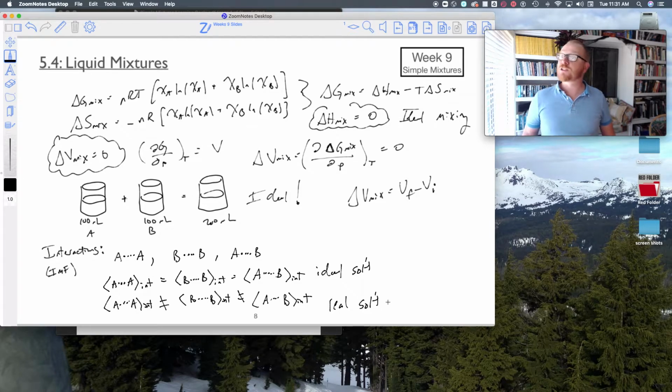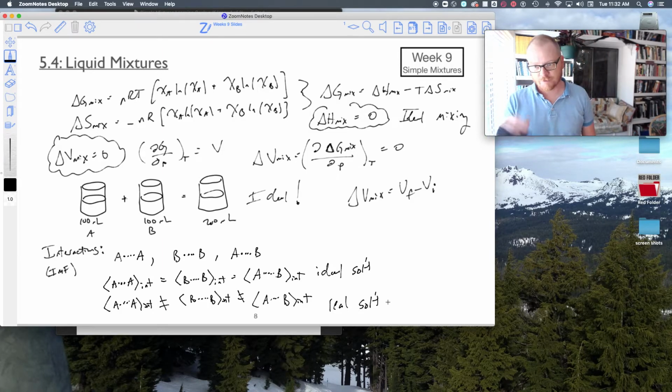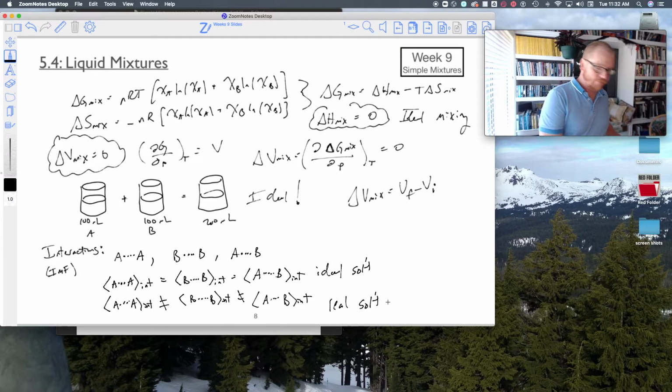And of course, that real solution we could further classify as ideal dilute if the solute follows Henry's law and the solvent follows Raoult's law, okay?